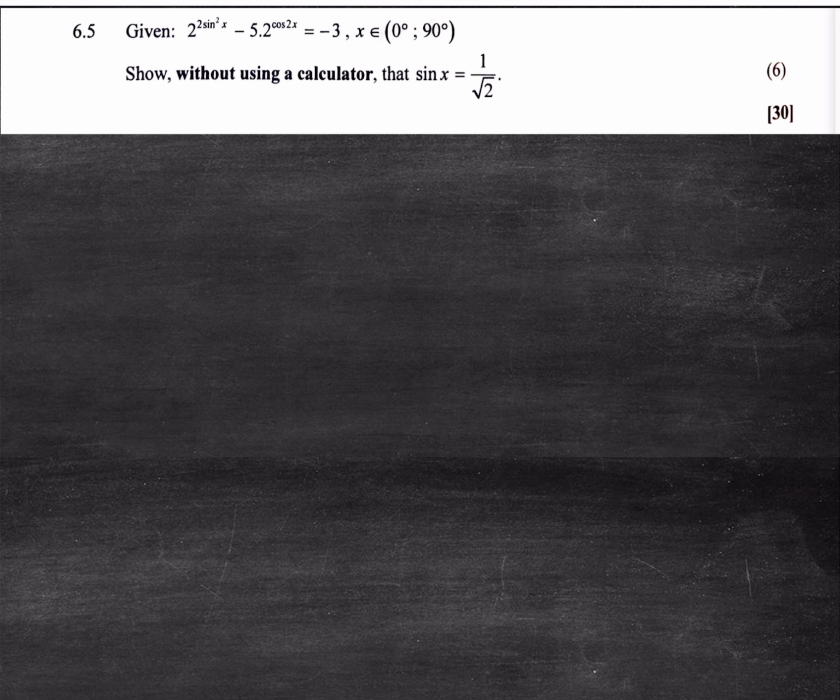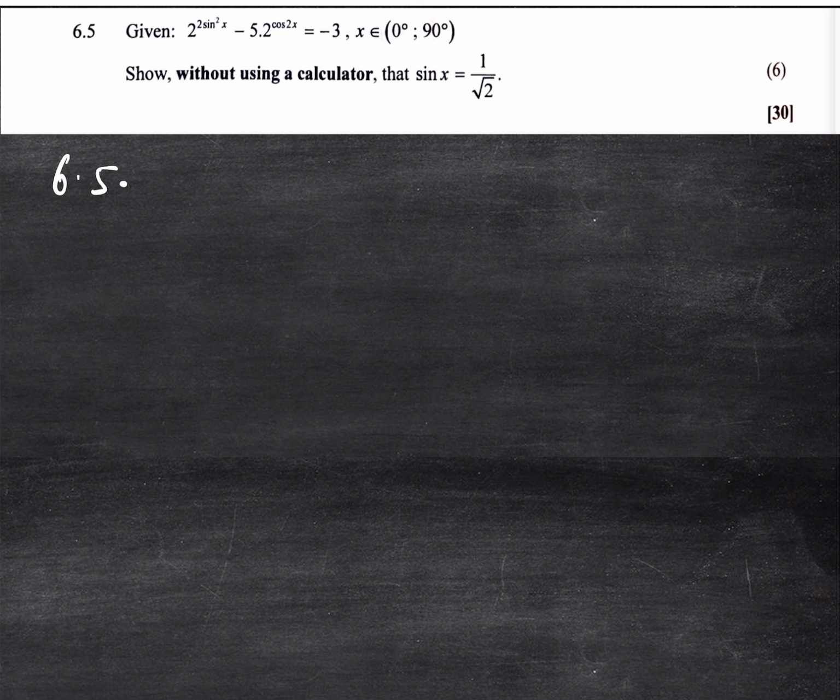This is primarily because for students to be able to do this question, they must have at least a cross-pollination of experience in dealing with double angle identities combined with the brain trust in algebra. Pay attention. 6.5. They say to us, given that 2 to the exponent 2 sine squared of x minus 5, 2 to the exponent cos 2x is equal to negative 3. Let's copy that.